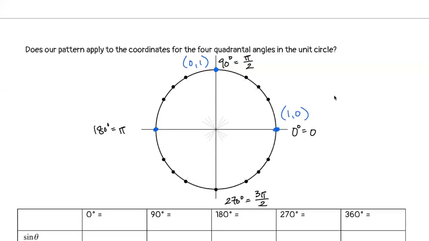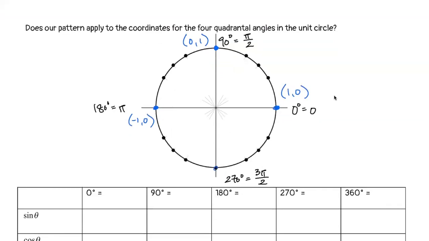Great. Let's go to the next quadrantal angle. What is that coordinate? -1, 0. Great. All right, let's finish it off strong. What is the coordinate of the bottom quadrantal angle? Good. 0, -1.